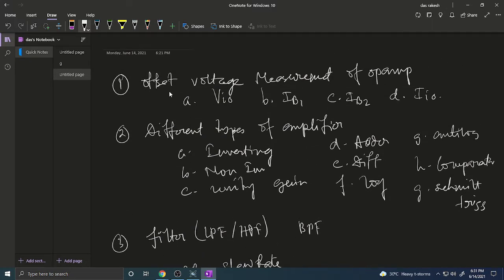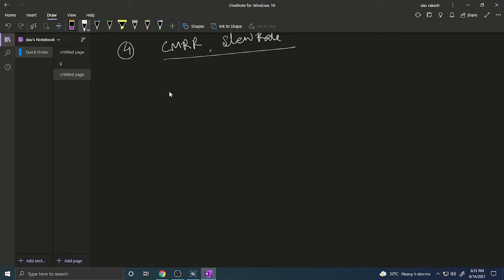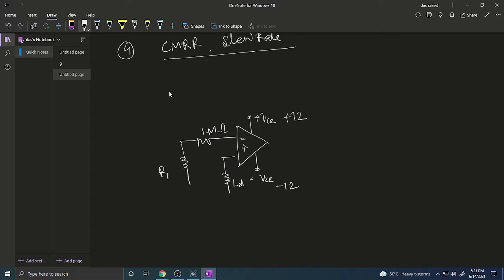Find the offset voltage measurement for op-amp. For this measurement, we follow this circuit. This is an operational amplifier which is biased by plus VCC and minus VCC. Practically, this is plus 12 volt and this is minus 12 volt. And here we connected two resistances named R1 and R2, which are 1 mega ohm resistances. These are connected to flow microampere level current in the inverting and non-inverting terminals. That's why we connected 1 mega ohm resistances, R1 and R2.